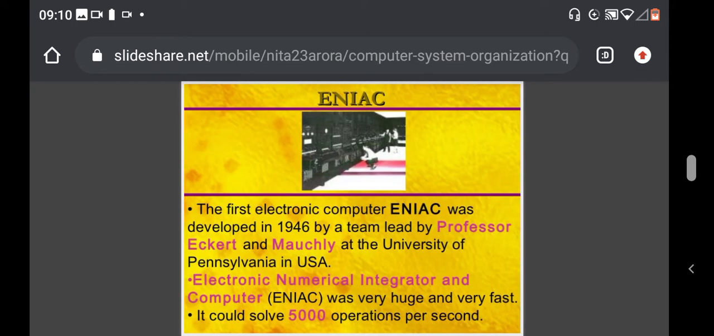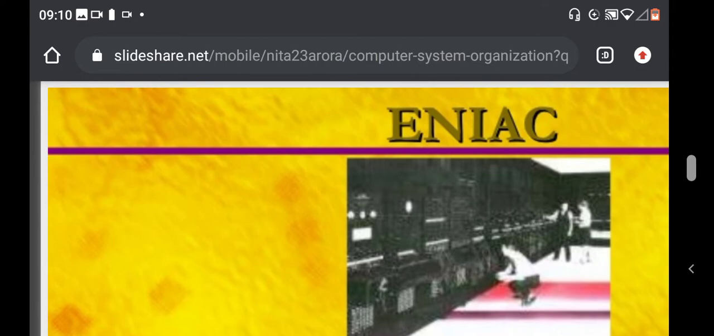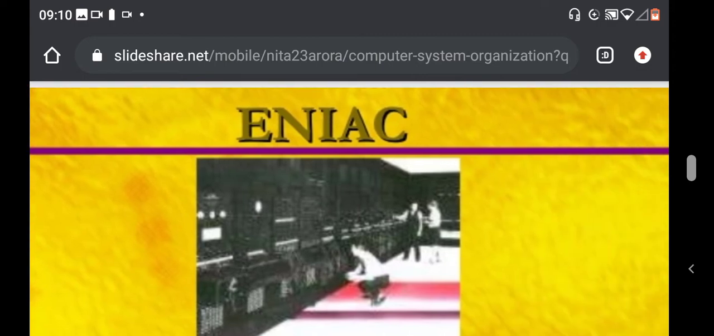So we have the ENIAC. The first electronic computer, ENIAC, was developed in 1946 by a team led by Professor Eckert and Mauchly at the University of Pennsylvania in USA. Electronic Numerical Integrator and Computer was very huge and very fast. It could solve 5,000 operations per second. So if you can imagine how big the computer is at that time, it's just the size of a room.